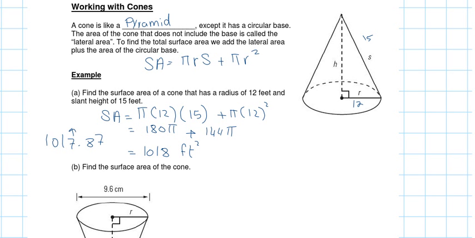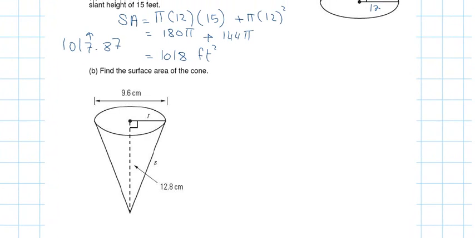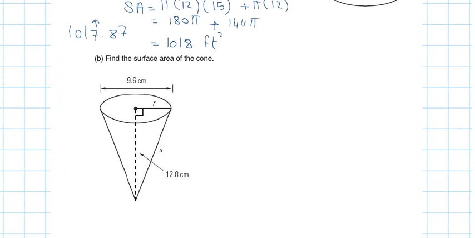Are you guys okay with this? This is straightforward. Okay, so let's look at the next question. The next question is, find the surface area given that the diameter is 9.6 centimeters and the height is 12.8 centimeters. Remember that the surface area of a cone is pi rs plus pi r squared.